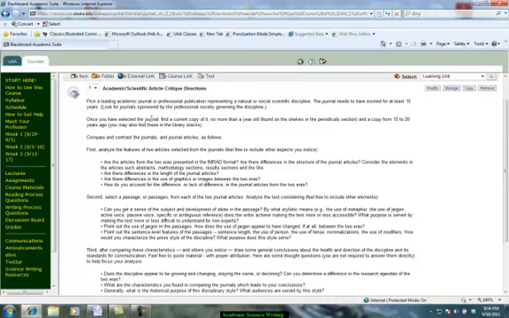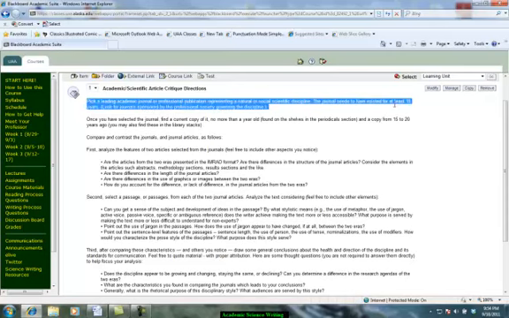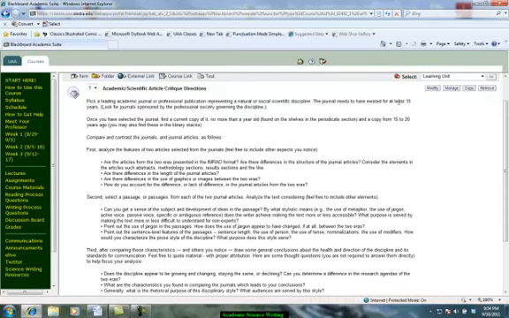Pick a leading academic journal or professional publication representing a natural or social scientific discipline. The journal needs to have existed for at least 15 years. That's important because you're going to be comparing an article from today and an article from at least 15 years ago. It helps to look for journals sponsored by a professional society that governs your discipline, whichever discipline you're thinking of pursuing.